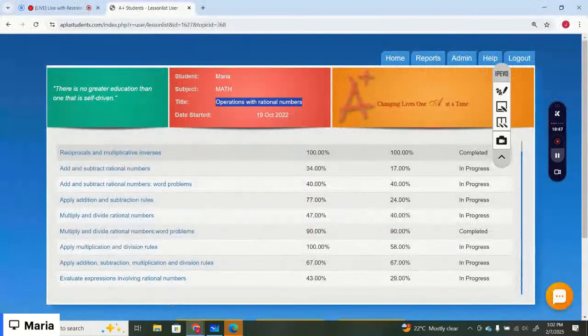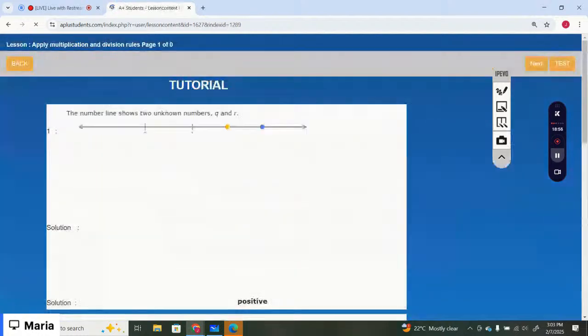I'm on grade 8 math. The chapter we are on right now is operations with rational numbers. Let's just start with the lesson that is apply multiplication and division rules.